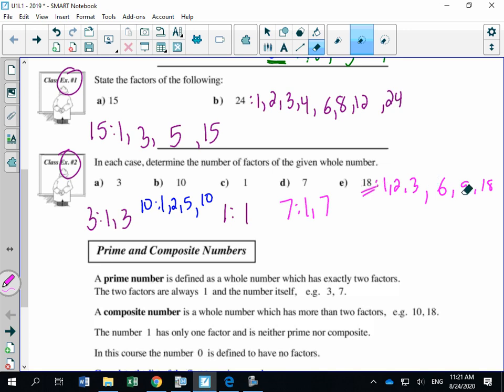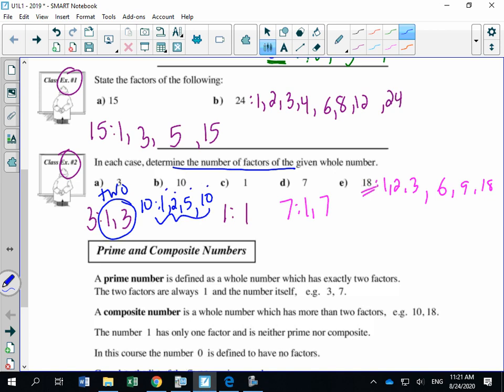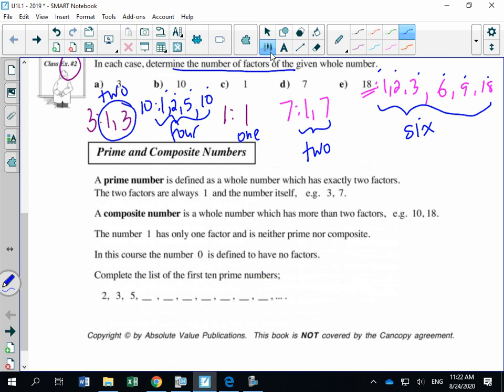And actually, I didn't quite do this question correctly. It said in each case, determine the number of factors. So 3 has 2 factors, and 10 has 1, 2, 3, 4 factors is the answer. C has 1 factor, D has 2 factors, and E has 1, 2, 3, 4, 5, 6 factors. Okay, so that's what factors are. The definition of factors is the first thing you need to know.